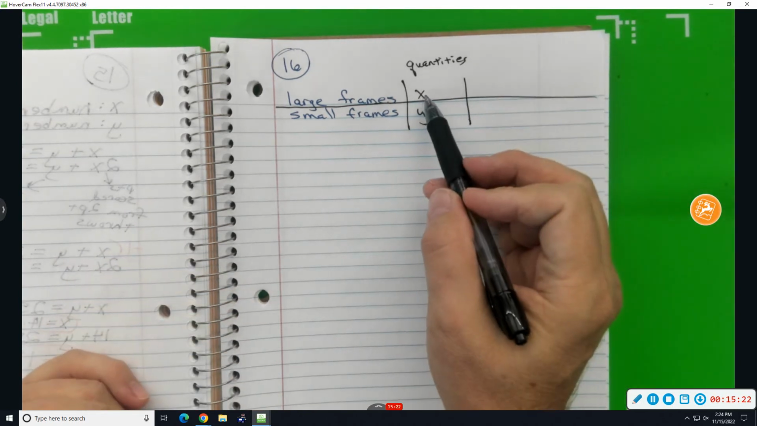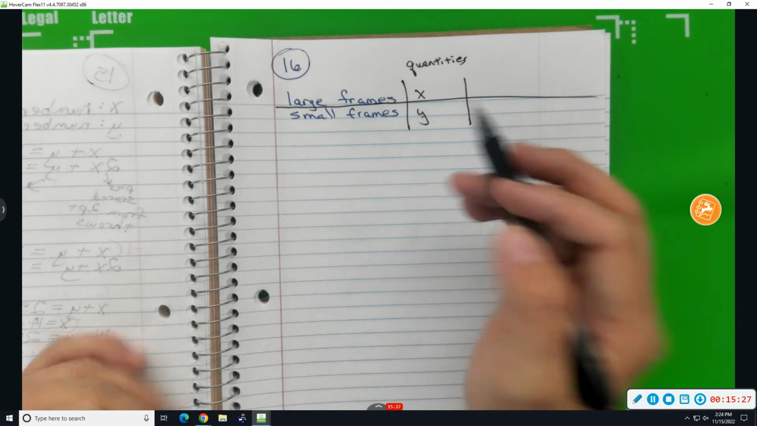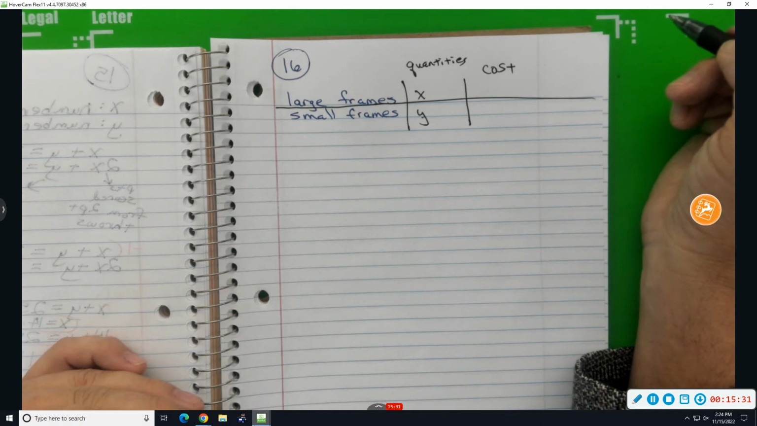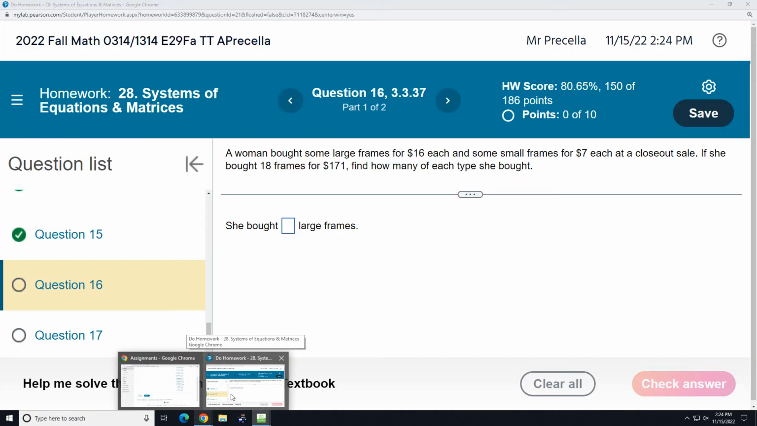She bought X large frames, Y small frames. And the cost. We know how much each of those frames cost. The large frames cost, what did they say, $16? The small frames were $7.